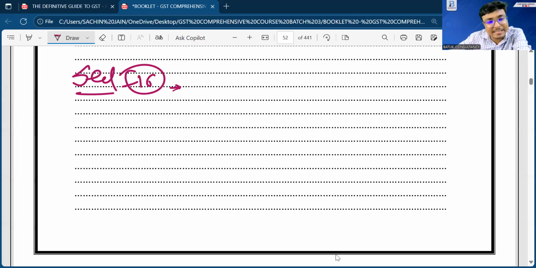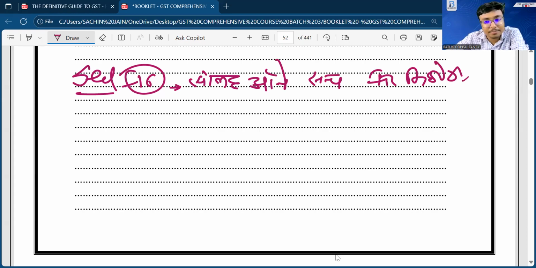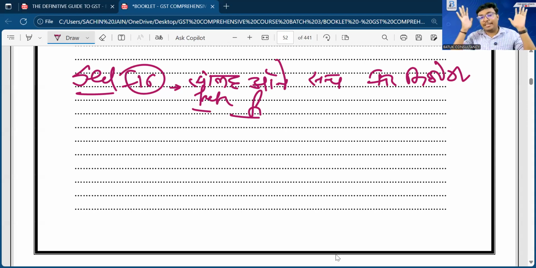So for this section number 16, the memory technique is: 16 आने सच, ITC मिलेगी फटाफट. Whenever you look at number 16, the first thing that should be in your brain is 16 आने सच, ITC मिलेगी फटाफट. So this section is on account of input tax credit.